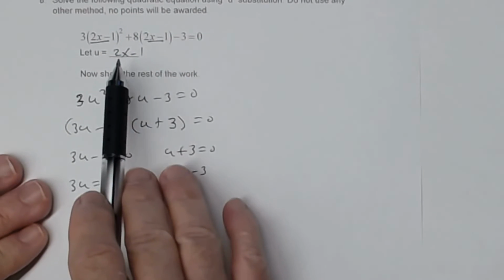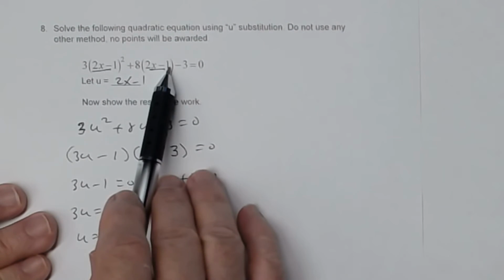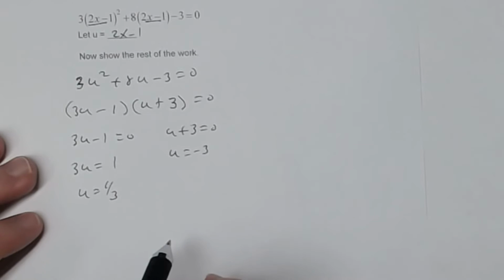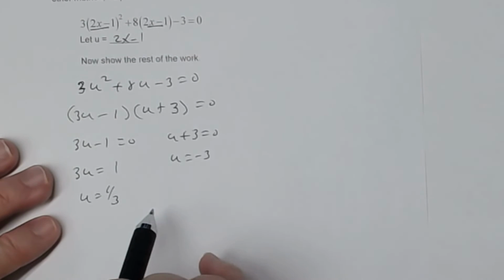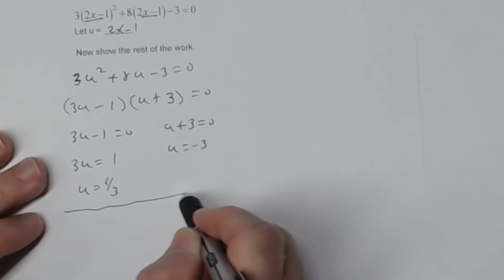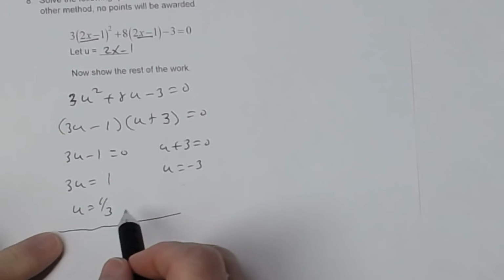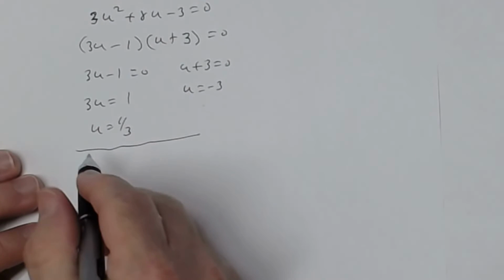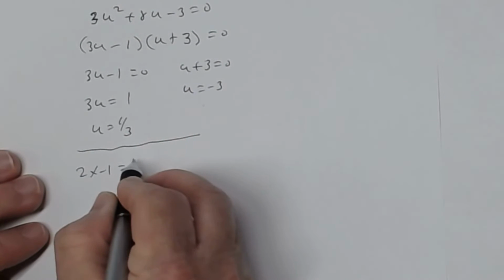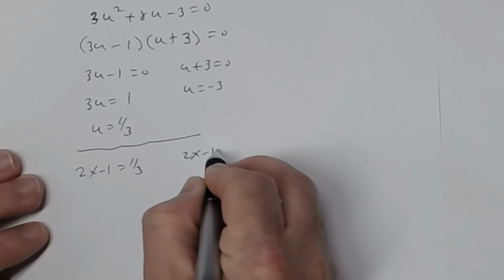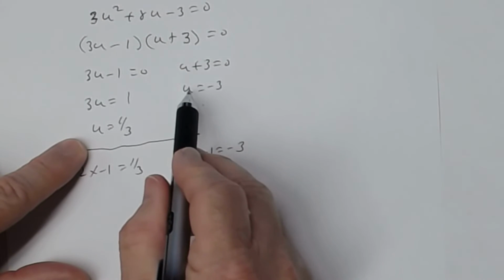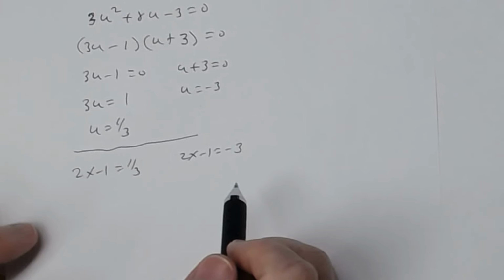Now remember, my equation had the variable x, not u. So now I've got to go back and solve for x. That's where you resubstitute. I take both of these, and wherever we see the variable u, I'm going to substitute back 2x minus 1. So I get 2x minus 1 equals 1/3, and 2x minus 1 equals negative 3.